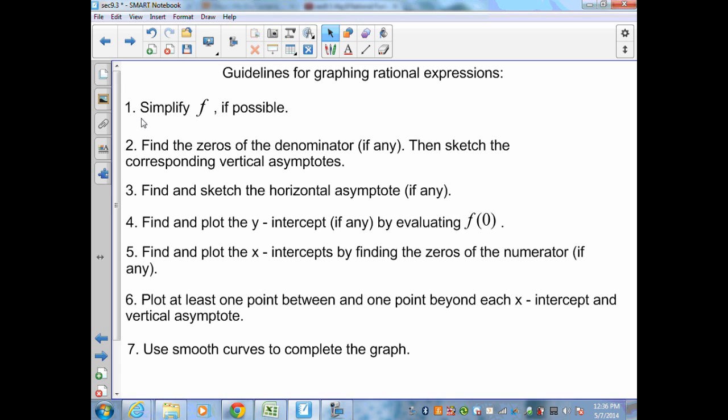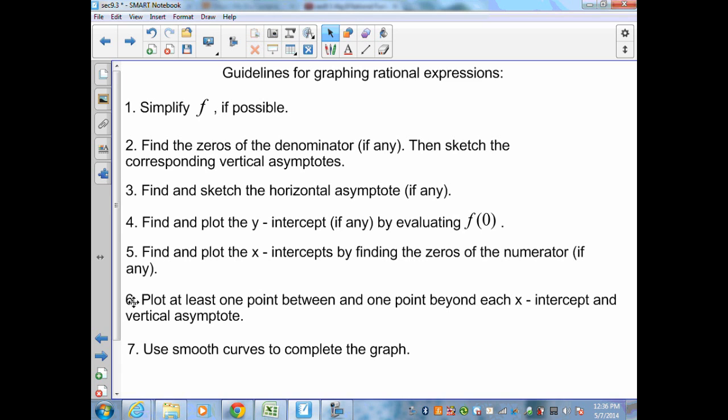Number 1, we want to simplify f if possible. Number 2, find the zeros of the denominator if there are any. If there are any, we know that those are the vertical asymptotes, and we want to sketch those on our graph. Number 3, find and sketch the horizontal asymptotes if we have any. Number 4, find and plot the y-intercept if they have any. We can do that by finding f of 0. Number 5, find and plot the x-intercepts by finding the zeros of the numerator if we have any.